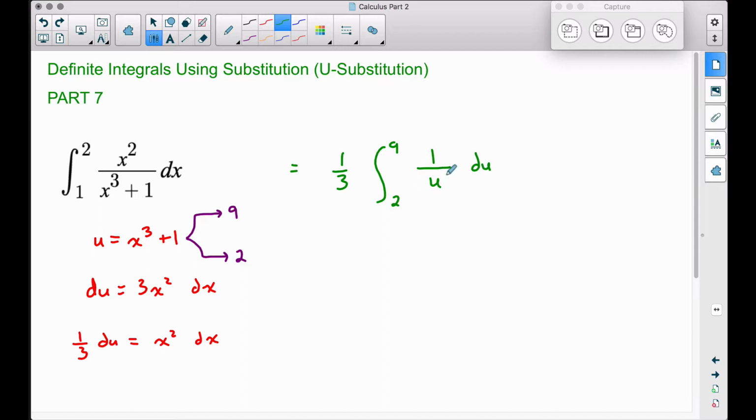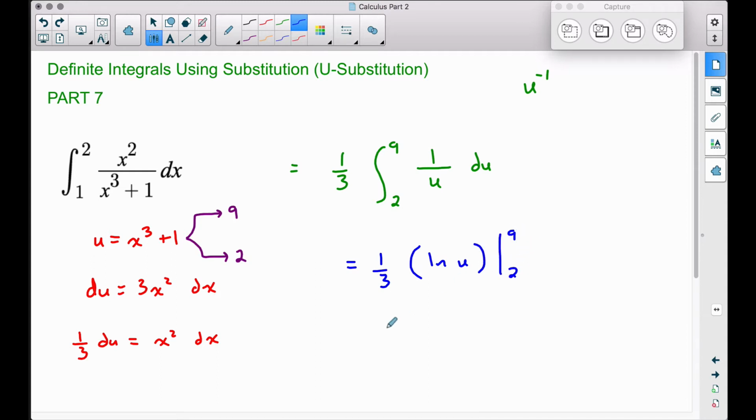This is a classic integral that I see people mess up because they think they can do u to the -1 and then add 1 to the exponent and divide by that number. It doesn't work because when you add 1 to this exponent you get 0, and we can't divide by 0. This is one of those that people often forget, but you need to remember, and once you start remembering it you won't forget it because it's the natural log. The antiderivative of 1 over u du is the natural log of u. So therefore we have 1/3 natural log of u from 2 to 9.